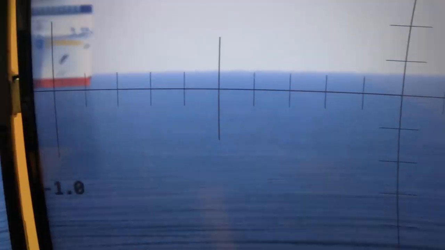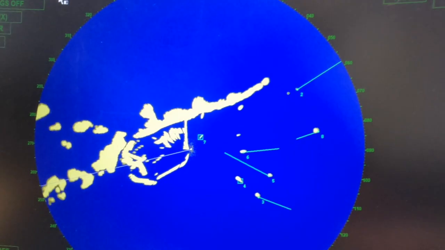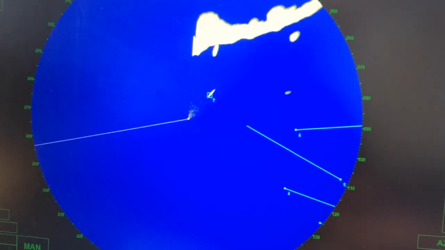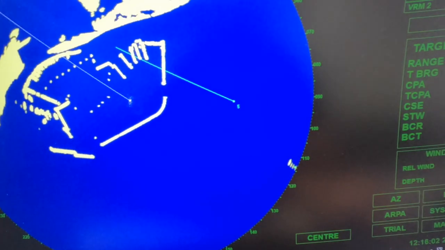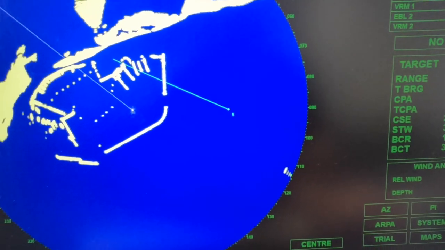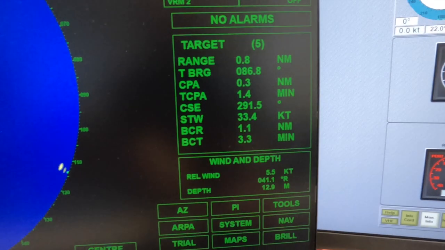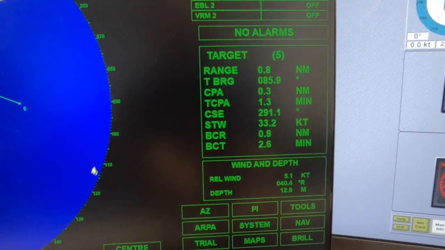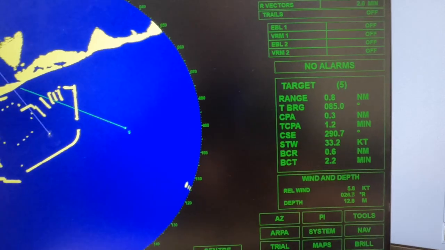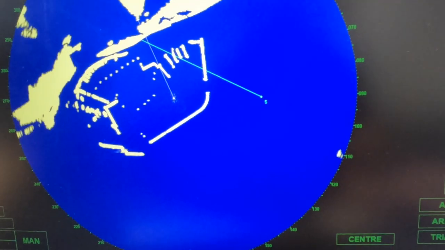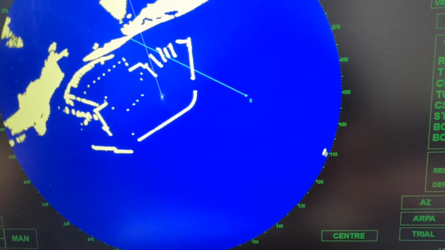It's quite tricky with our binoculars because we're moving up and down. So there's the ship coming towards us. Okay, I'm just looking at it through the binoculars and we can see the vessel coming towards us. Okay, pop it back on, short pulse, better definition, and we can see her much better there. And that's target 5, and she's 0.8 of a mile away. And she's coming in towards the harbour.